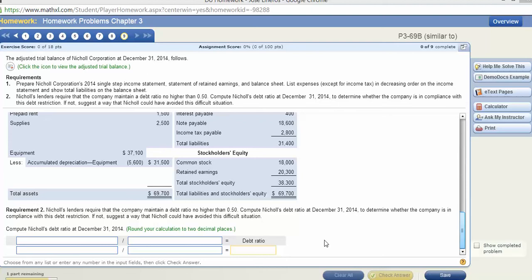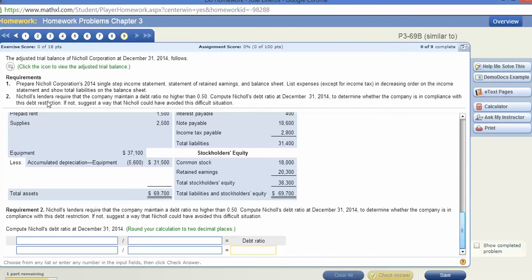Hi, everyone. Last but not least, let's look at the actual analysis here of the debt ratio. You notice here that it says Nichols lenders require that the company maintain a debt ratio no higher than 0.50. What that means is that the debt ratio, of course, if you've been reading your book, is total liabilities divided by total assets.